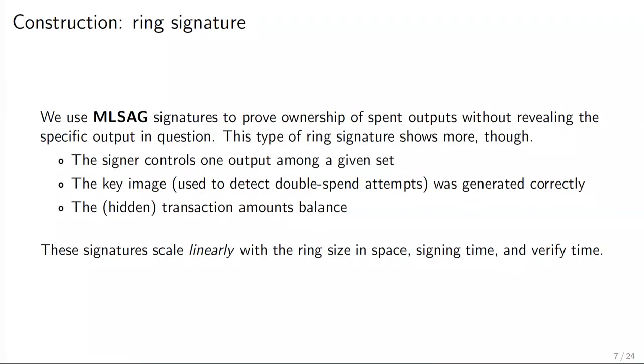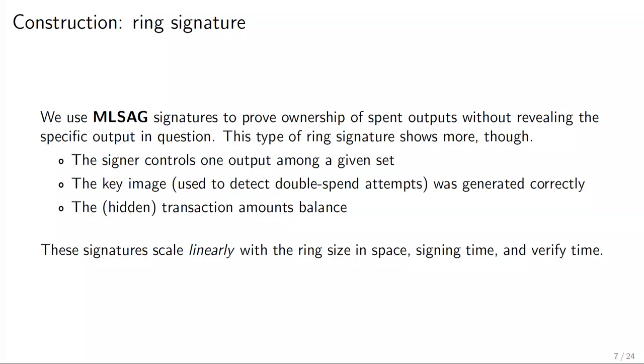So let's talk about the ring signature and what we've done with that. We currently use a scheme called LSAG, and I'm not going to bother saying what that means. It's not important here. But they effectively prove ownership of outputs that we're spending without revealing which output specifically we are spending. So the idea is constructing a group of outputs, one of which is the true spend and the others are decoys that we pull from the chain. But as I said, this type of ring signature actually shows some more, though. It shows in particular that you control one output among a given set without revealing which one, absent external information.